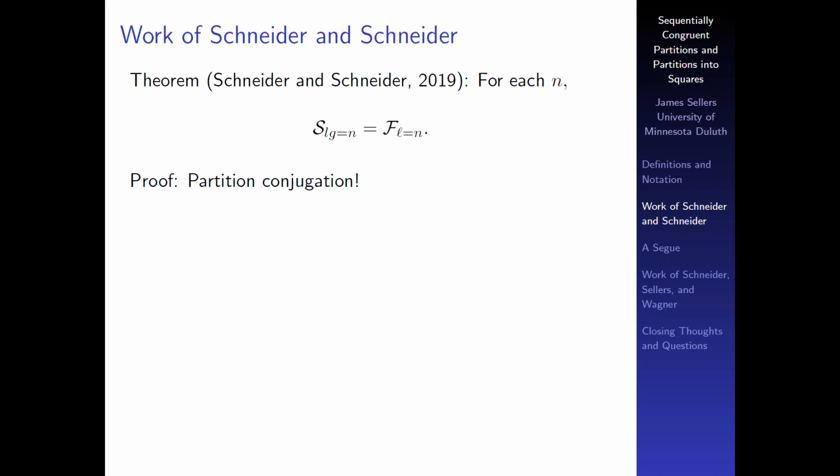So if you've written a partition in a Ferrers graph or a Young diagram, and you simply take the main diagonal of that and flip the partition over that main diagonal, you go between these two sets. And of course, largest part equal to n simply tells you what's happening in the top row, and length equal to n tells you what's happening along that first column. And so the conjugation is flipping largest part equal to n and length equal to n, and simultaneously it flips the sequential congruentness and the frequency congruentness as well.